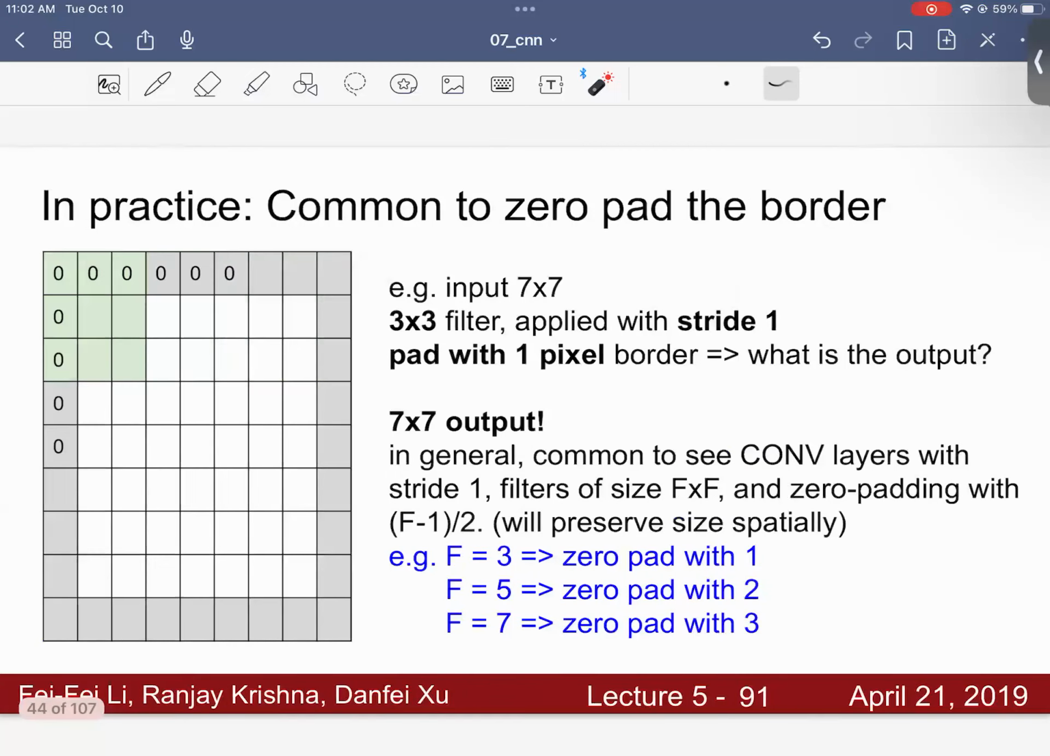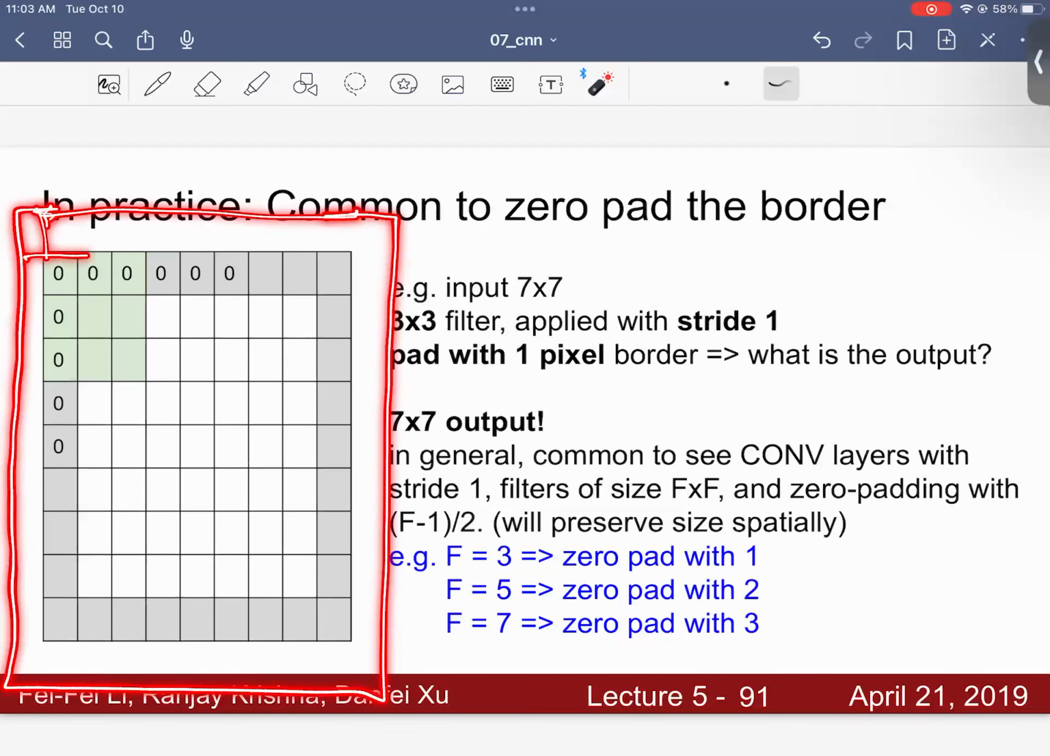Obviously, when you use a larger filter size, not 3 by 3 but 5 by 5, for example, then you would need a larger pad. You would need two layers of padding, like here. How do I draw this? There should be another layer of zeros here, zeros here, like this.